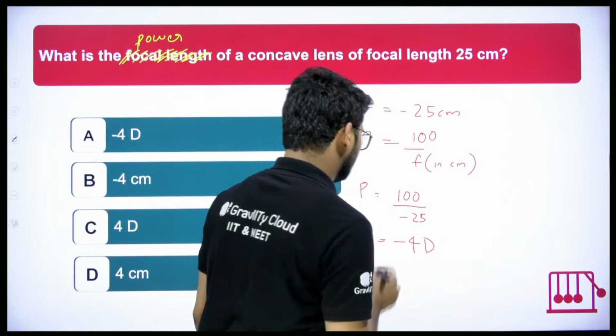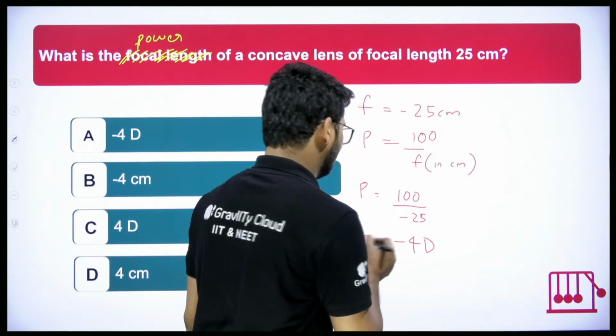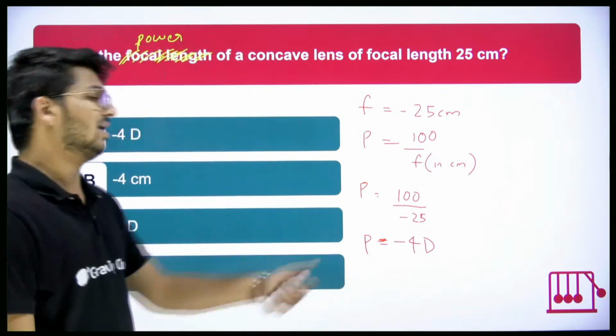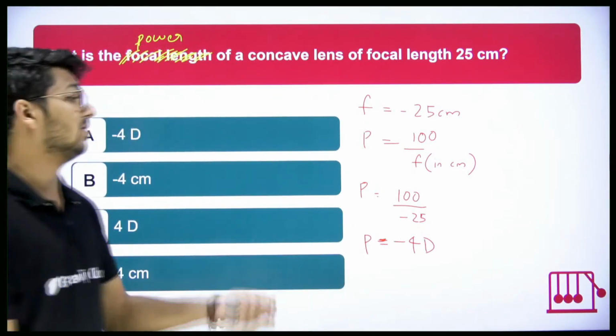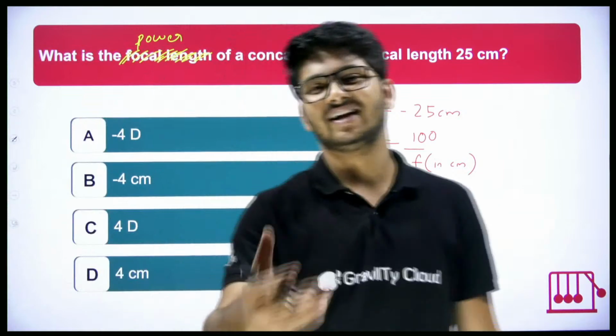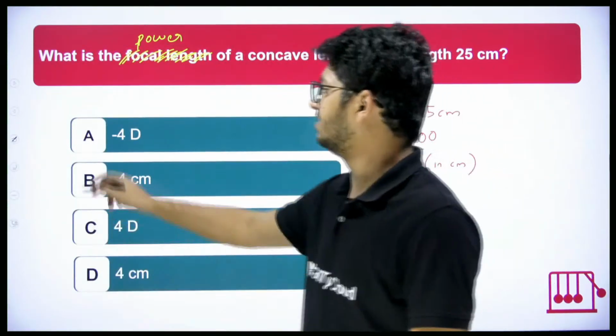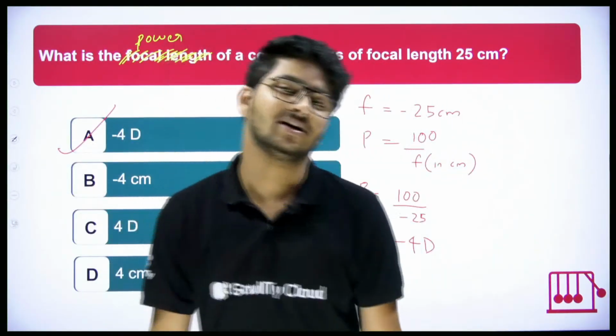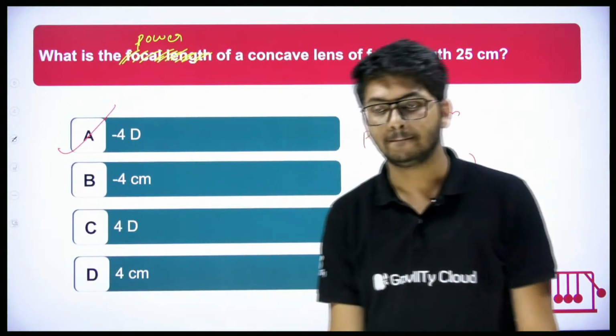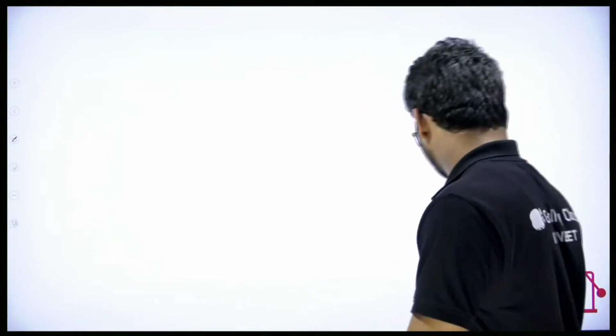What about the units? Capital D refers to diopter. So the power is minus 4 diopter, and hence the answer will be option A. Clear? Good.